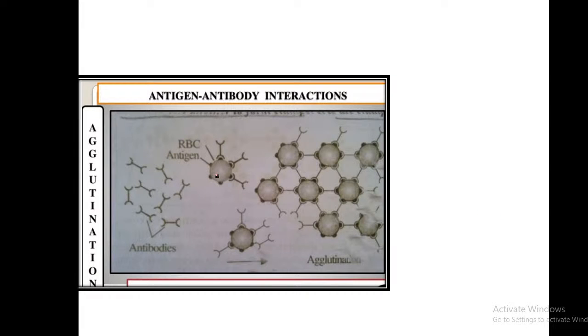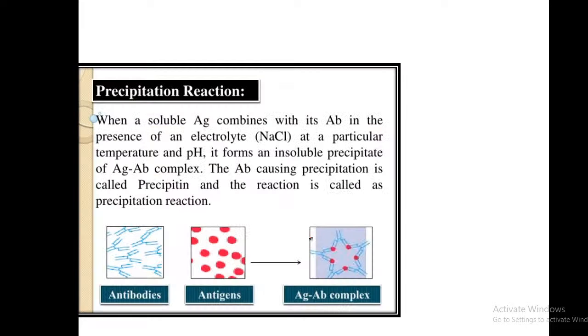In antigen antibody interaction, how does it happen? Here this is simply how an antibody interacts with an antigen. Here is an RBC, you can see the antigen here. These are the antibodies. This one antibody will be binding with multiple sites. Look here, one antibody interacts with two antigens and forms a network, or a clumping is formed. That is known as agglutination.